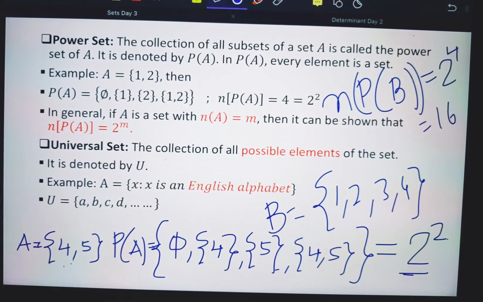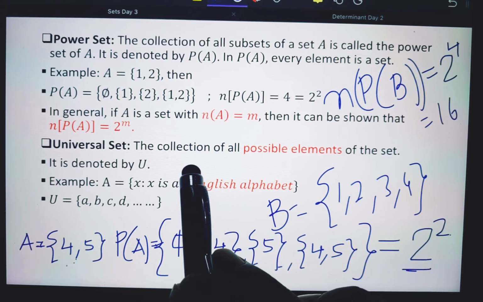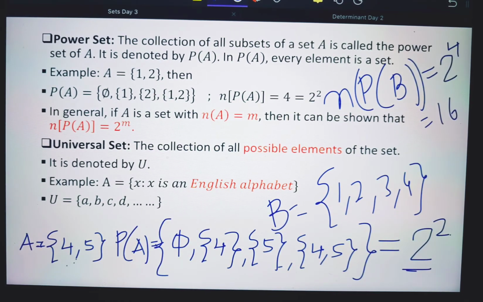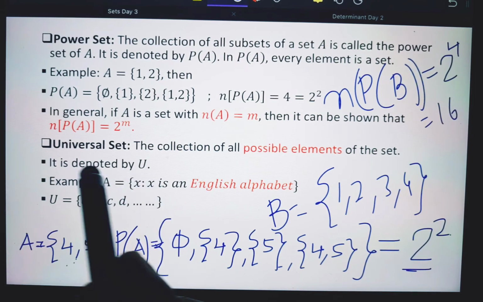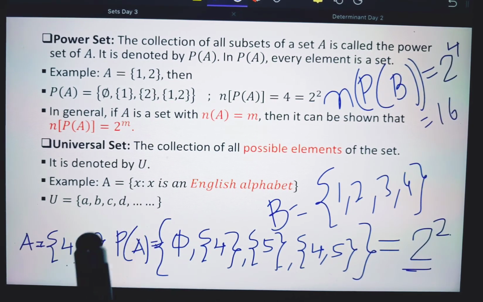Let's move on. Now it says universal set. From the very word, universe, universal, you are thinking of the universe. Universe means what? It will have everything in it, right? So the collection of all possible elements of the set is known as the universal set. Now it is denoted by U. It's simple as that, because the first letter is U, so that's why it's denoted by U.